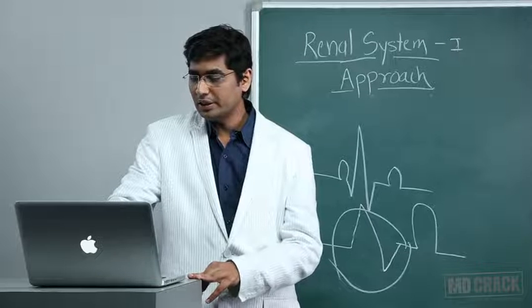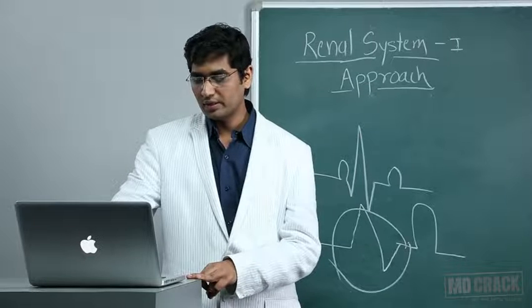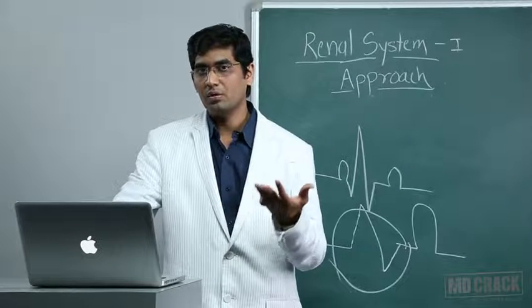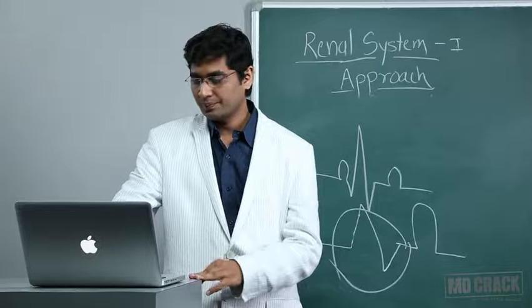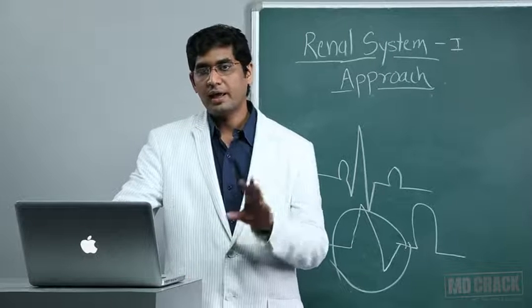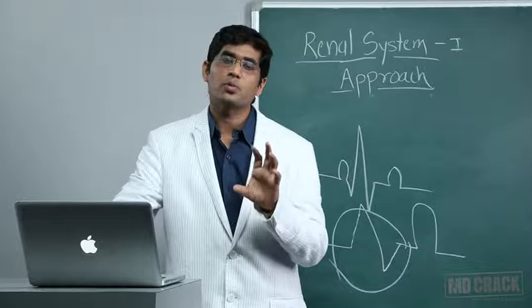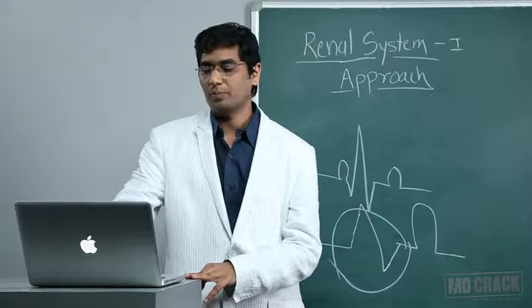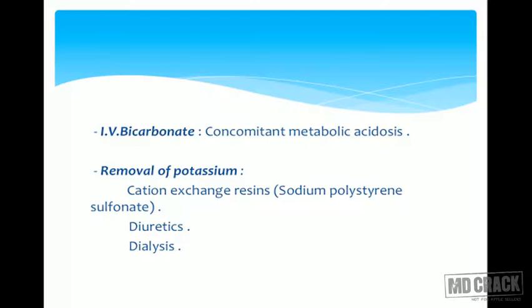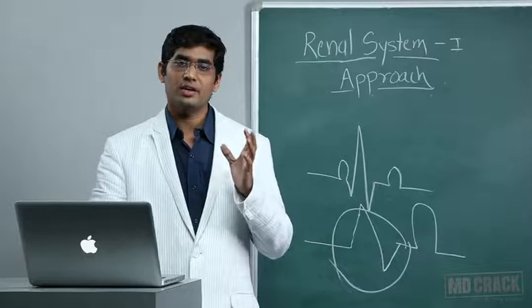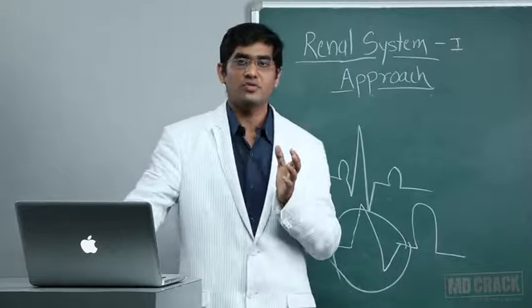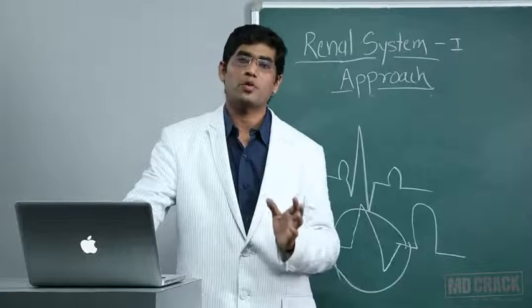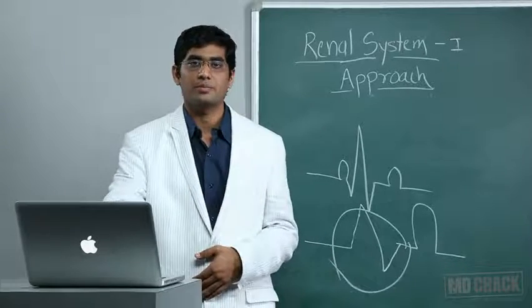So resins like sodium polystyrene sulfonate, we have a preparation as an enema, or we can even take these resins orally, and the resin will absorb potassium through the gastrointestinal tract, and the potassium will be thrown out of the body. And as a last resort, dialysis will be the final treatment for hyperkalemia. So this was a discussion regarding the introduction to the renal system. We have seen the approach for azotemia, the approach for proteinuria, and the approach for hyperkalemia. Thank you.